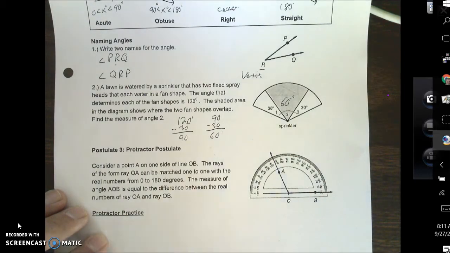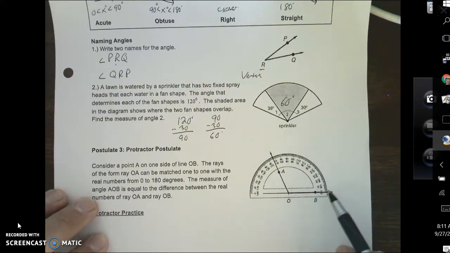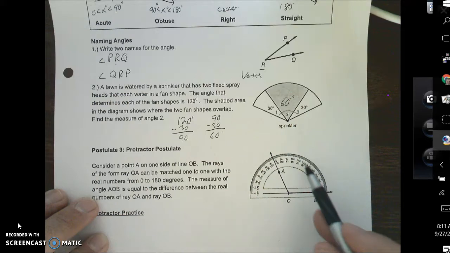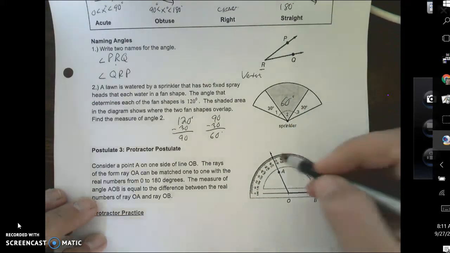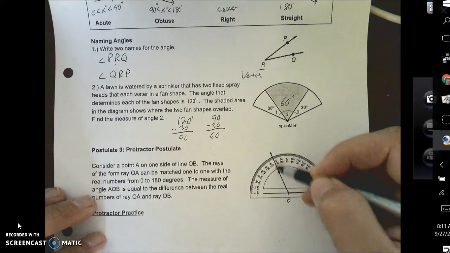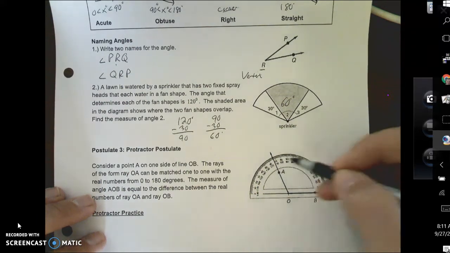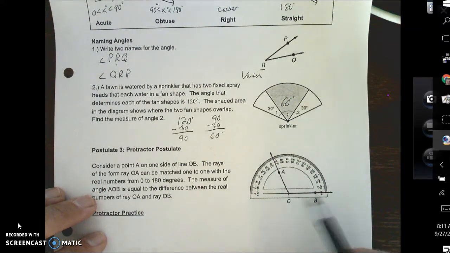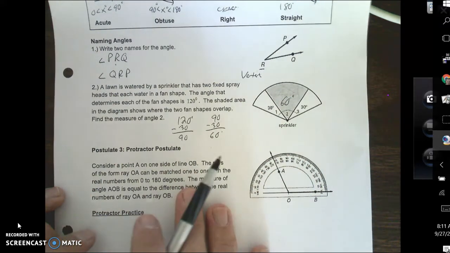So consider a point A on one side of the line OB. The rays of the form ray OA can be matched one-to-one with the real numbers from 0 to 180 degrees. The measure of angle AOB is equal to the difference between the real numbers of ray OA and ray OB. What they're saying here is you put the side of your protractor on the side of your angle, okay? And you check this out all the way over and you follow it. Now here it says it can either be 68 degrees, okay, or 102 degrees, right? Or I'm sorry, 112 degrees. What you have to use is the correct angle notation, all right? So here is going to be 112, all is good, all right?